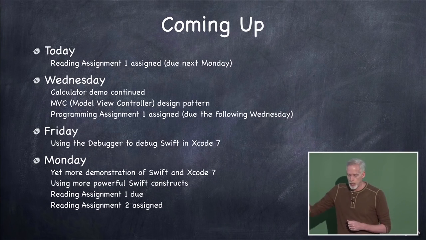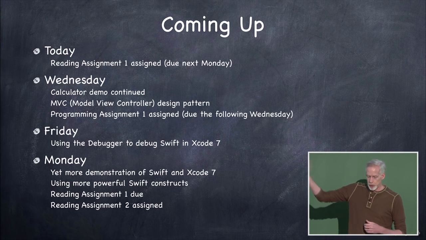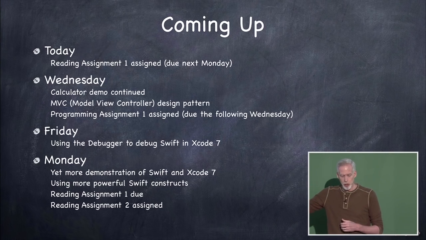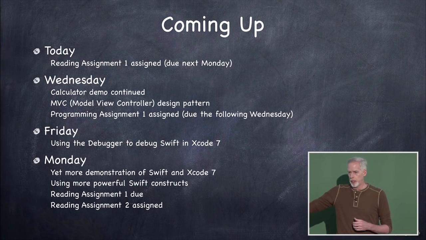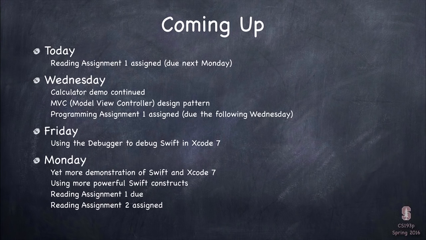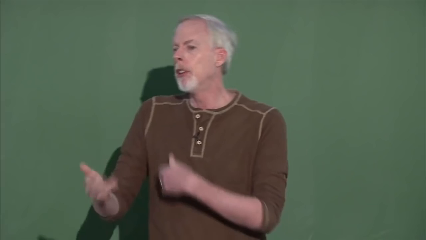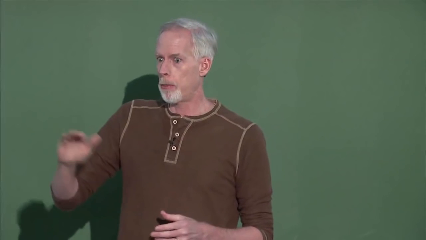Next Monday, next week in general, we will be doing more of the same, getting started here with Swift and Xcode 7. Your reading assignment from today is going to be due on Monday, and then reading assignment 2 will go out, which will be due the next Monday. So the reading assignments for the first 3 weeks overlap the programming assignments. The first 2 programming assignments are quite easy, so it won't be a problem where you're really overloaded. Starting with assignment number 3, it gets quite a bit steeper.